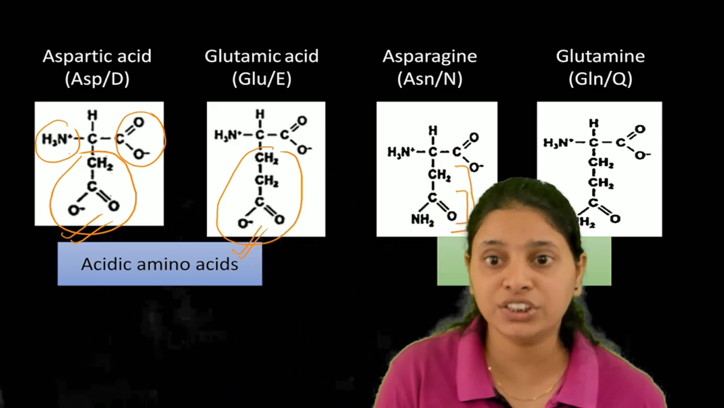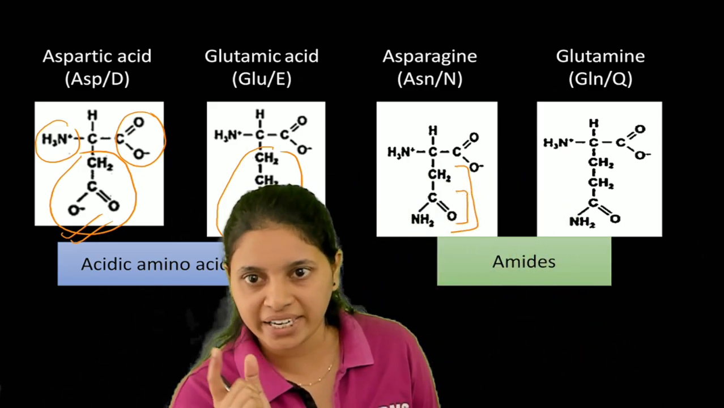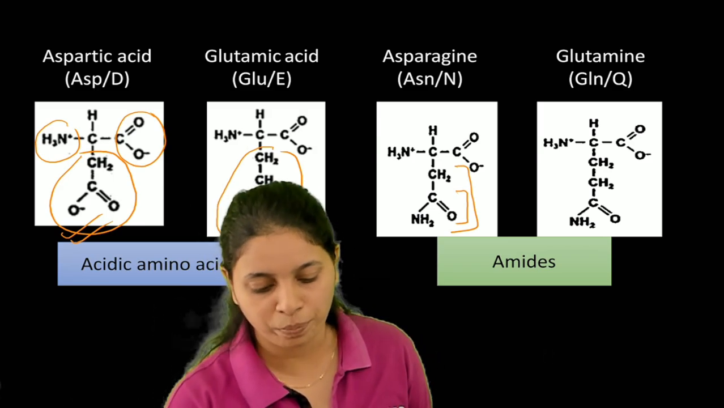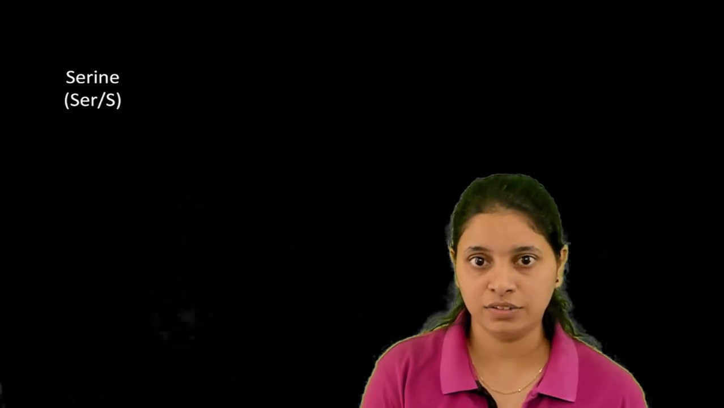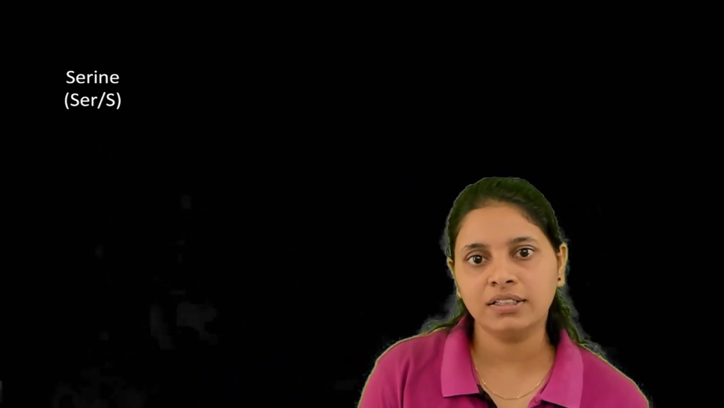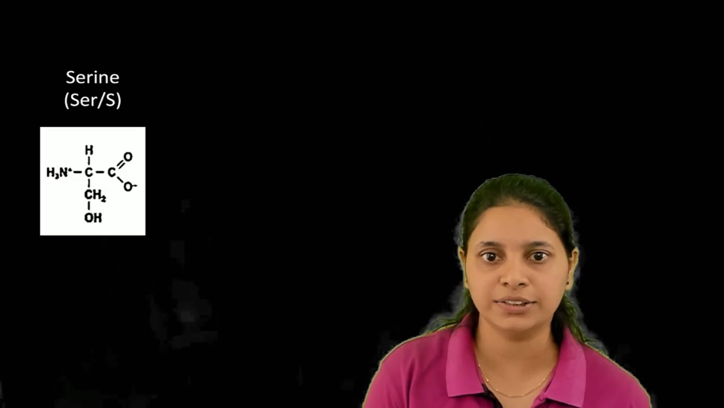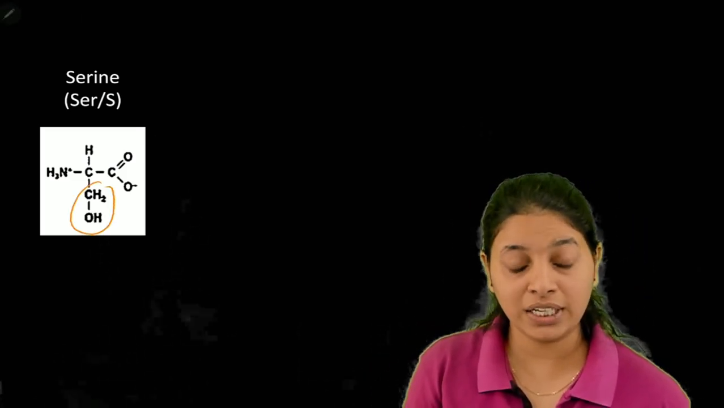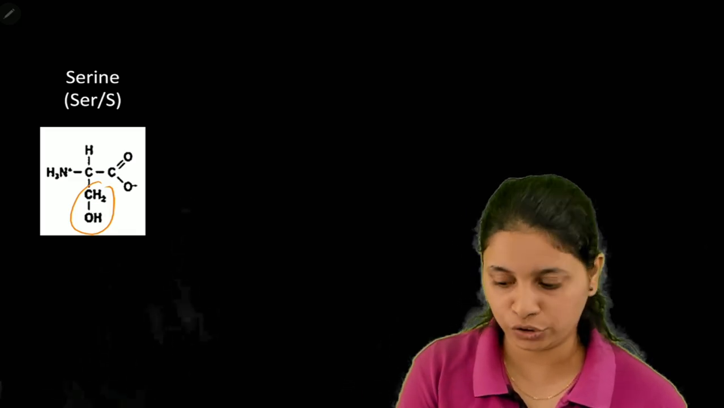These two, asparagine and glutamine, are amides. In the side chain, an amide is formed, right? Amide group. Next, serine. 3-letter code SER and single letter S. Here the side chain is very easy, CH2 OH. So there is a hydroxyl group here, OH group.